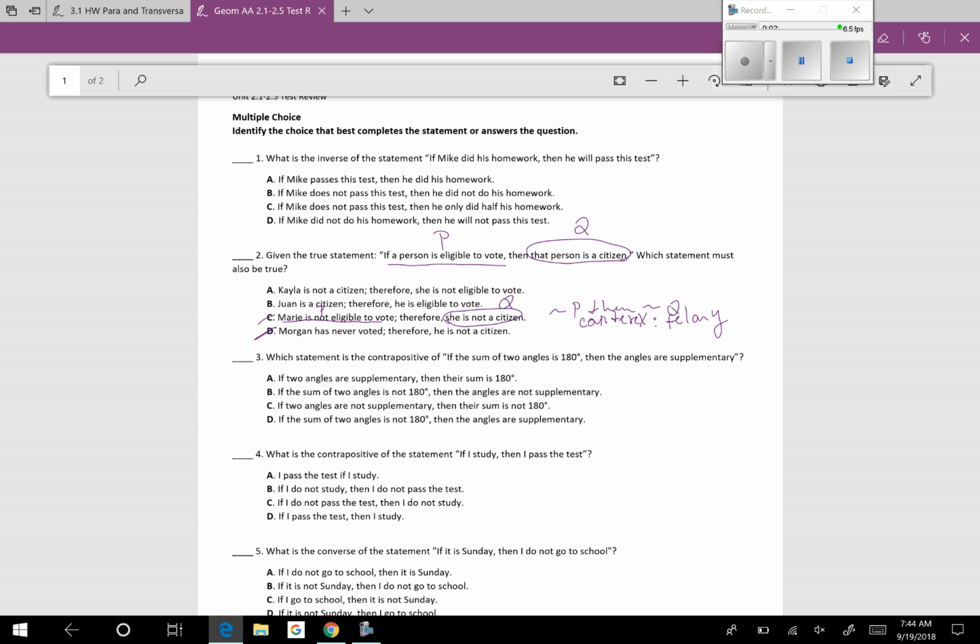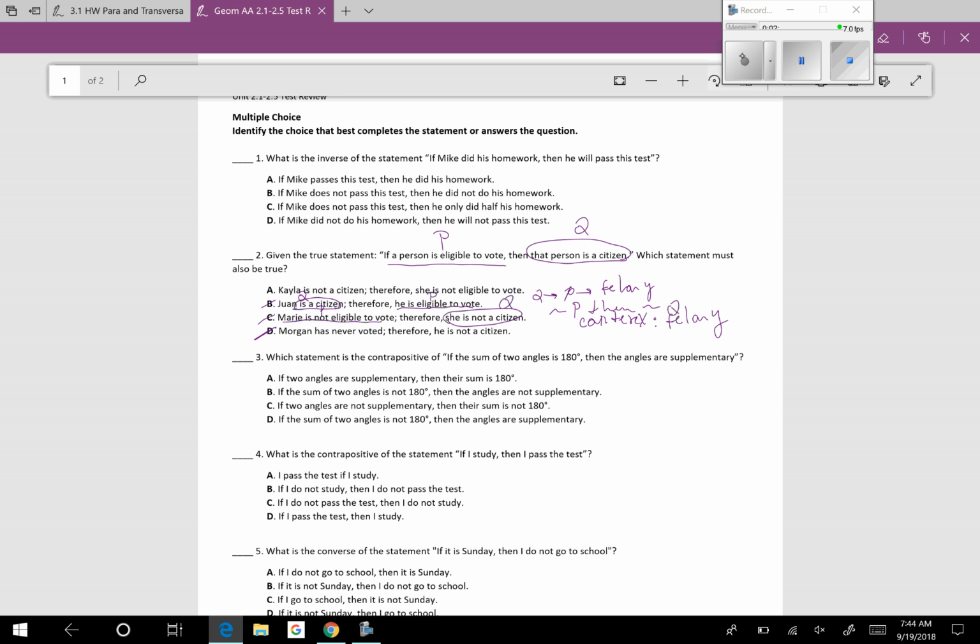All right, how about B? It says Juan is a citizen. That's actually Q. Therefore, he is eligible to vote. That's P. So what they've done is Q, then P. You're a citizen, therefore you're eligible to vote. Is there any time where you could be a citizen and not be eligible to vote? Yes, again, if you have committed a felony, then you would not be able to vote. So we can get rid of B.